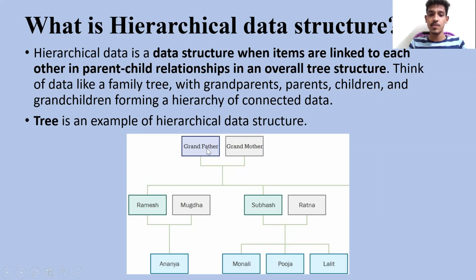So here we can see in this picture our grandfather and grandmother. They both have children called Ramesh, Mugdha, Subhash, Ratna, and both Ramesh and Mugdha also have a child named Ananya. So this relation is called hierarchical data structure relation.